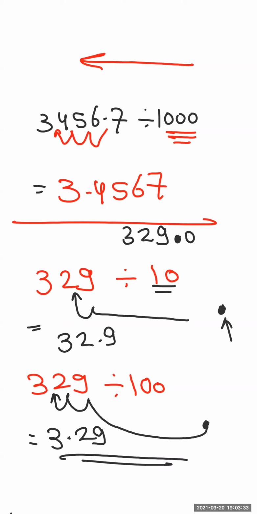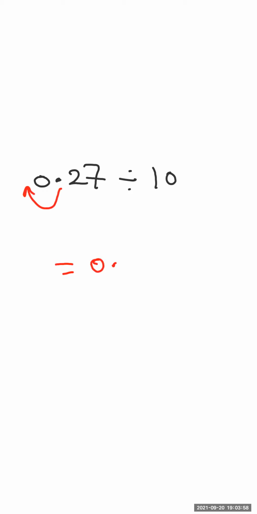Okay, great. One more question. If I want to divide 0.27 by 10, it's very easy. Actually, in this one, you will move the decimal point one place to the left. So it will become like that, right? So it will be 0.027.